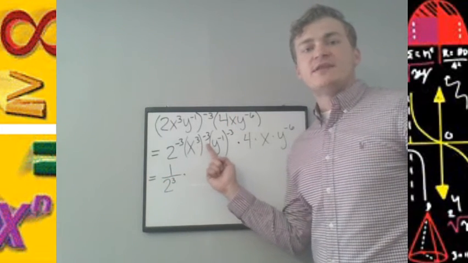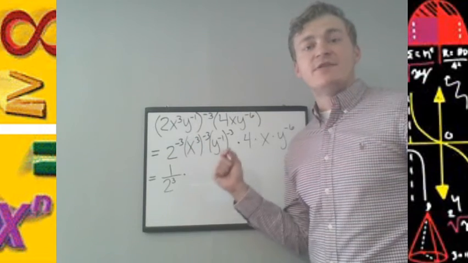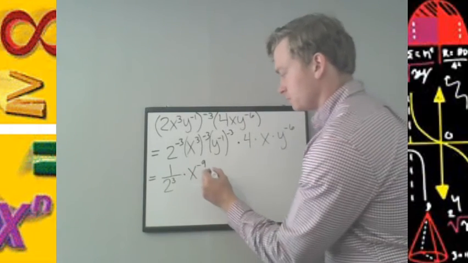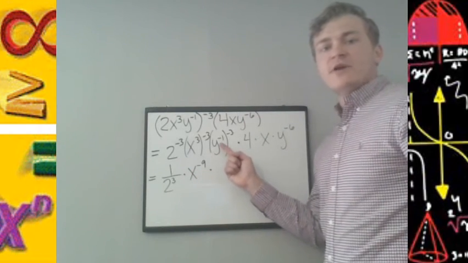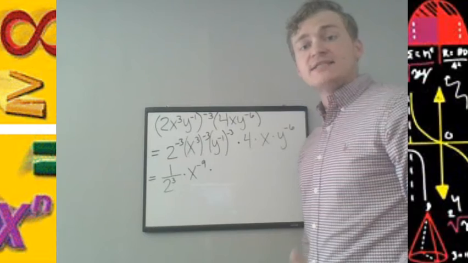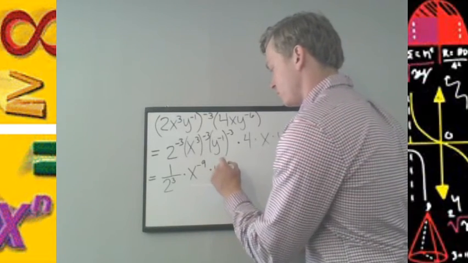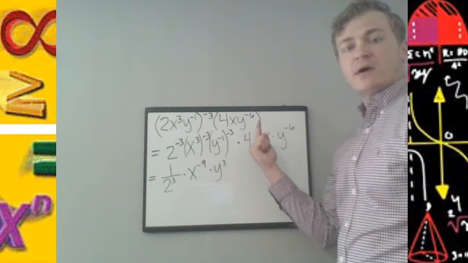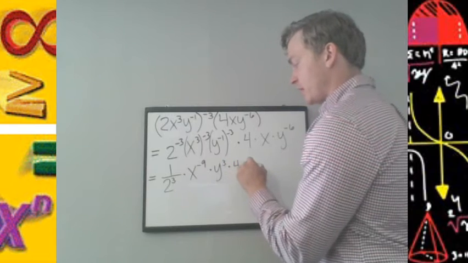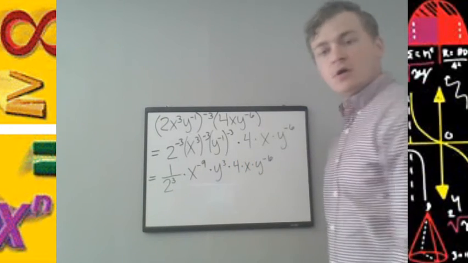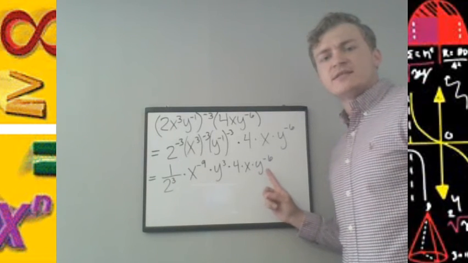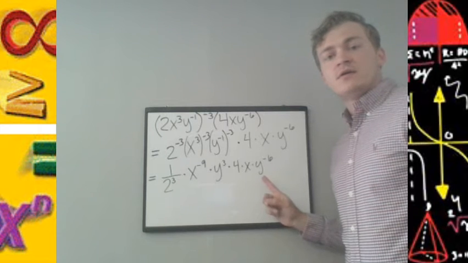X cubed raised to the -3, multiplying exponents, we get -9. Y to the -1 exponent raised to the -3 exponent, our power to a power, multiply -1 times -3, +3. This, of course, is multiplying 4xy to the -6, so we list them out as factors. Multiply the 4, multiply the x, multiply the -6 exponent of y, which again, what does it mean here to multiply by y to the -6? It means to divide by y to the 6th.